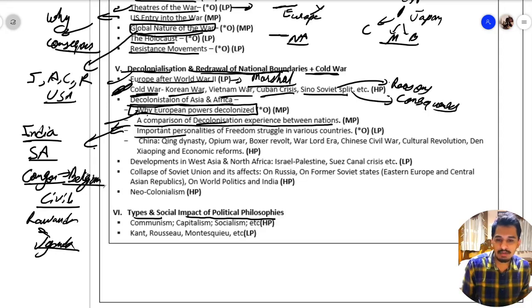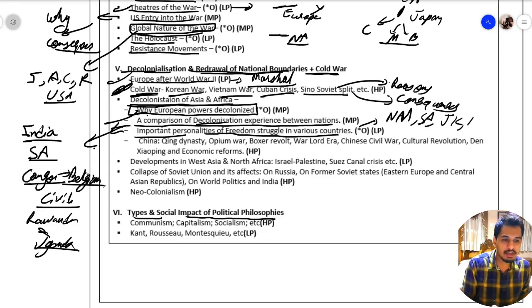Then we have important personalities of freedom struggle in various countries. In this, we will have Nelson Mandela in South Africa. Then we have Jomo Kenyatta in Kenya. So these were the various important personalities in the freedom struggle for various countries. Then we have China. Nowadays, China is getting more and more importance in the news. So there's a chance that UPSC may ask a question on China.